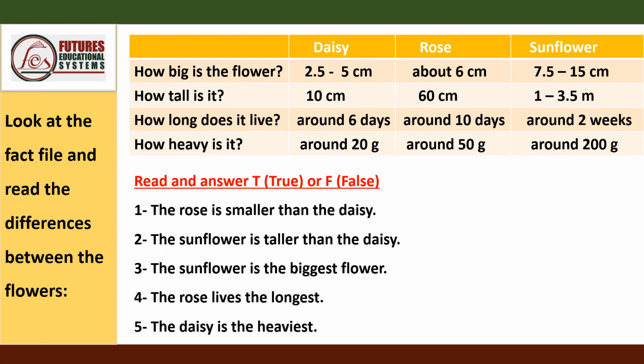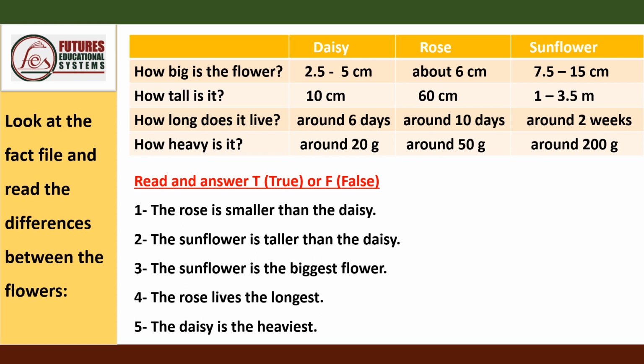Let's look at the fact file and read the differences between the flowers. First, let's see how big is the flower. The daisy is 2.5 to 5 centimeters. The rose is about 6 centimeters and the sunflower is about 7.5 to 15 centimeters. So the smallest one is the daisy and the biggest one is the sunflower.